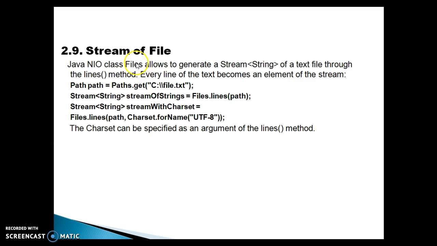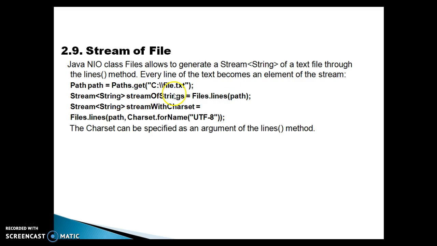In the Files class in the NIO package we have a method called lines. Every line of the text becomes an element of the stream. We have Paths, a class which has a get method, where you can pass the file name or location of the file. Files is a class which has a lines method which accepts a path as an argument. So this path you will have to pass.